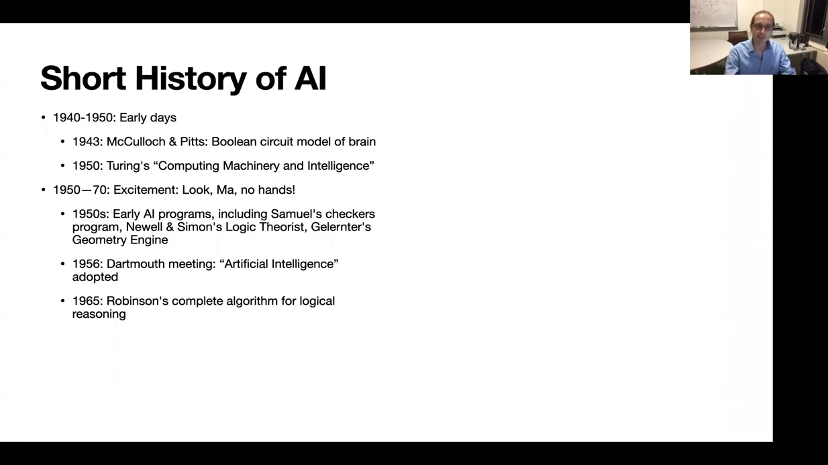There was a meeting in 1956 at Dartmouth titled Artificial Intelligence. It was one of the meetings that started the field of artificial intelligence, and that's when I think the term artificial intelligence was first coined.